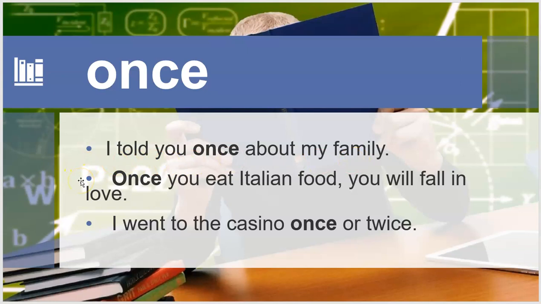Next sentence. Once you eat Italian food, you will fall in love. Together. Once you eat Italian food, you will fall in love. Last sentence. I went to the casino once or twice. Together. I went to the casino once or twice.